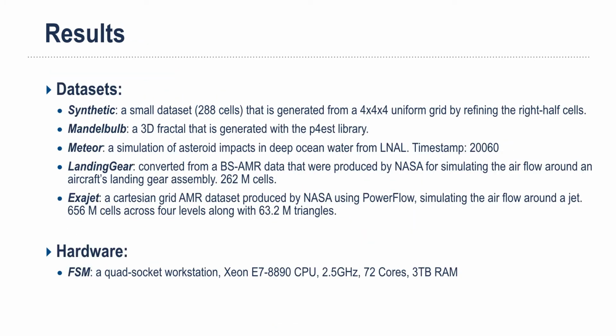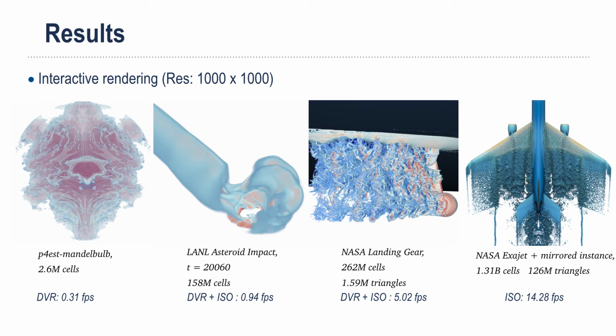We evaluate our system with 5 datasets. Of particular interest for the synthetic data is that we can define a test function over the mesh and get a reference result to compare isosurface reconstruction quality with. We benchmark our system on a quad socket workstation with 72 physical cores. This figure shows a screenshot of the volume and isosurface rendering of 4 real-world datasets. It indicates that our system is capable of providing interactive, high-fidelity visualization of tree-based AMR data.